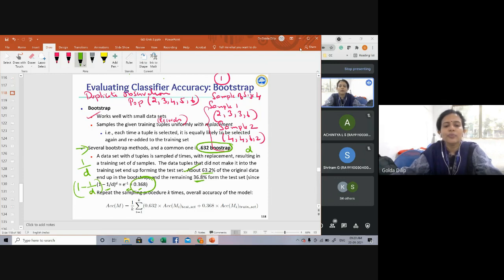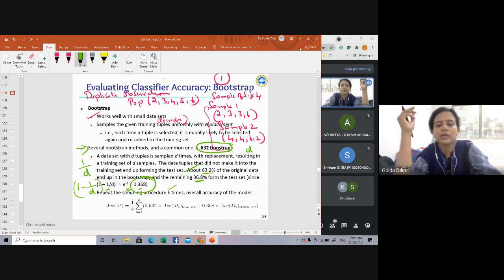So that's why we are saying 36.8% of tuples will not be selected for the training, and that will land up as a test set, and the remaining 63.2% will become your training set. You repeat that sampling procedure k times, where in each iteration we use the current test set to obtain the accuracy estimate of the model, whatever is obtained from the current bootstrap sample.